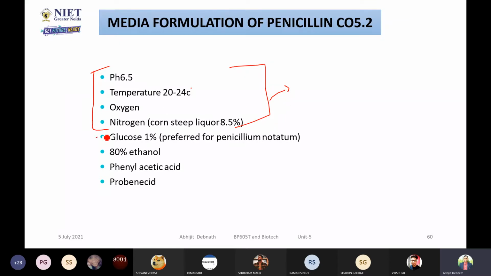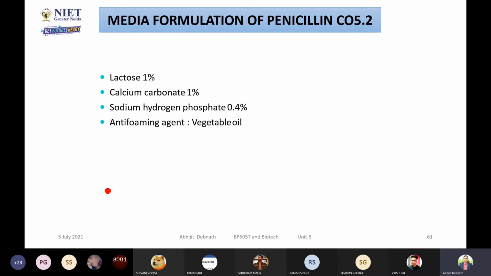The remaining things like glucose, ethanol, phenyl acetic acid, and probenecid you have to provide as components, so that the fungus can take those substances and do the fermentation. Including lactose and calcium carbonate, you also have to provide, and yes, including an anti-foaming agent, vegetable oil. I hope you remember I also shared a very bad experience with foaming, right?